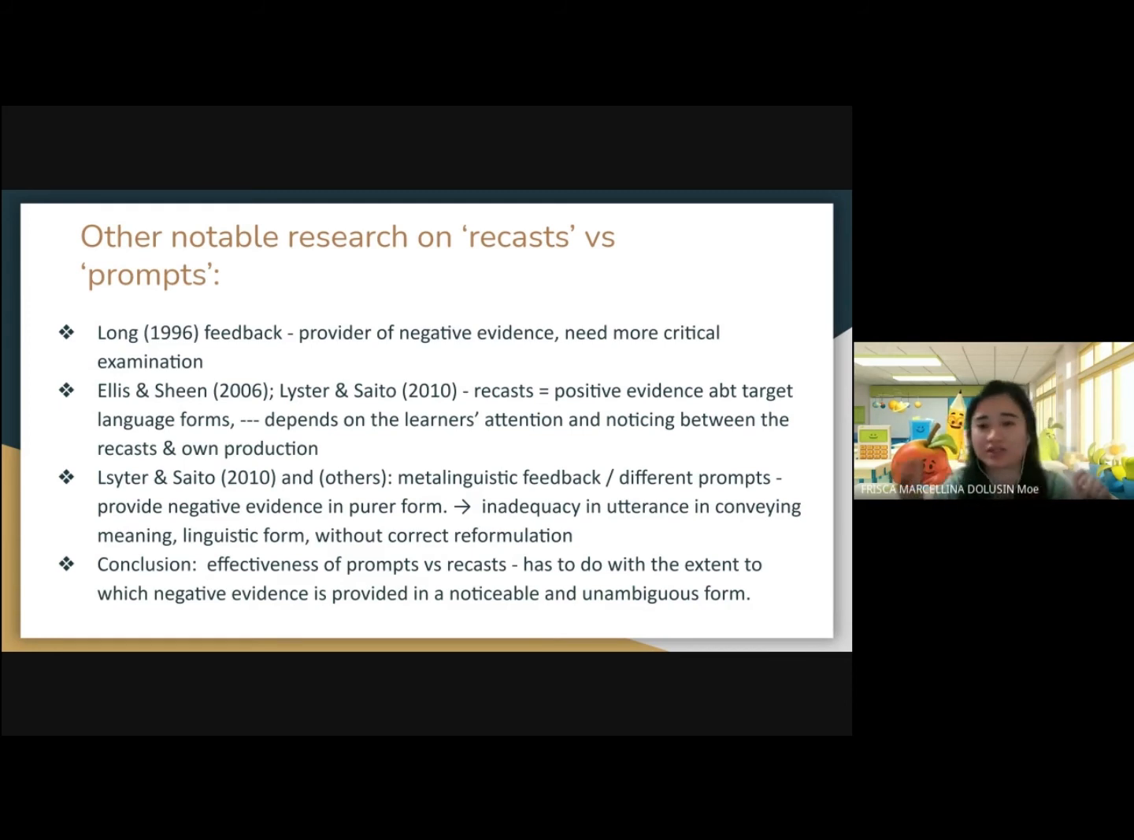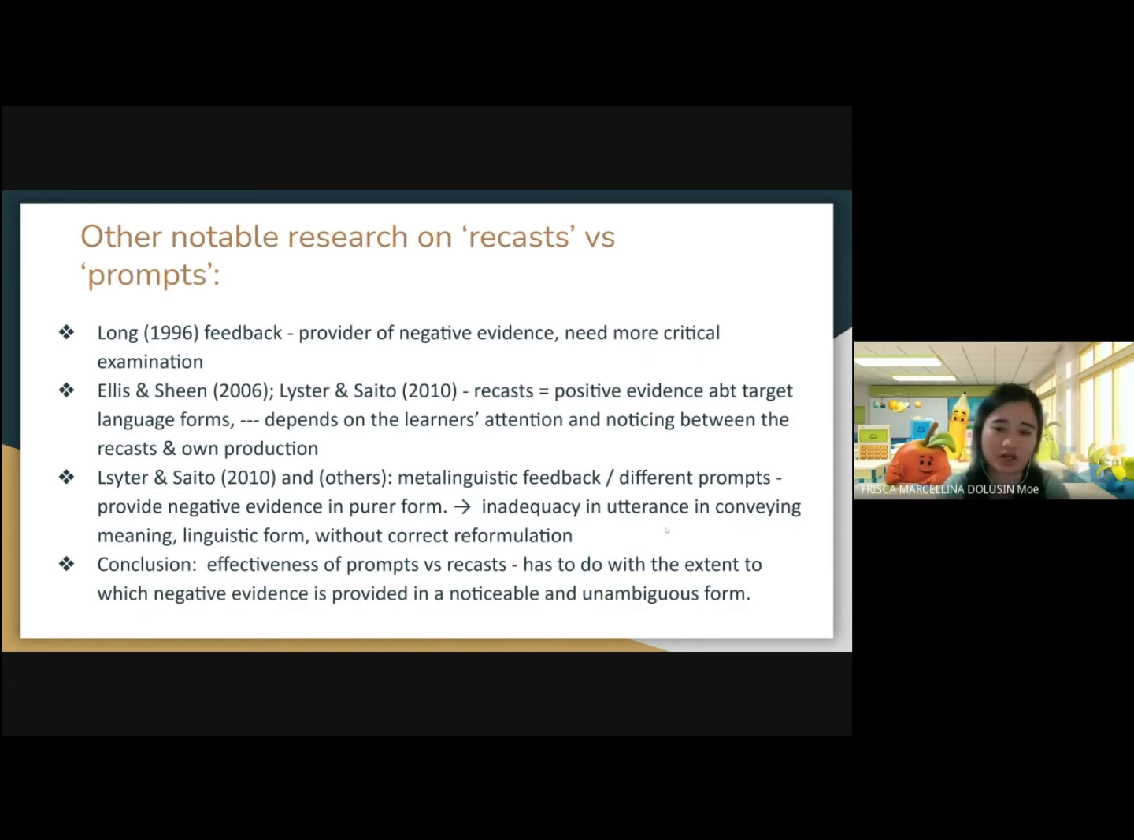Lyster and Saito 2010 and others found that metalinguistic feedback and other different prompts provide negative evidence in a purer form. Purer form means the error is laid out to you. The teacher tells you what is wrong, and then the student knows, compared to recast. However, there is inadequacy in conveying meaning, linguistic form without correct reformulation. When they tell you what is wrong, the student sometimes doesn't know how to correct themselves because there is no correct reformulation. The teacher just says what is wrong.